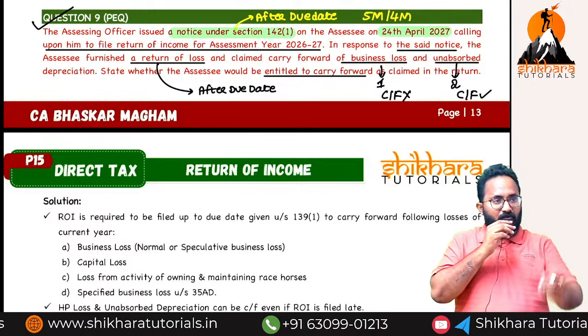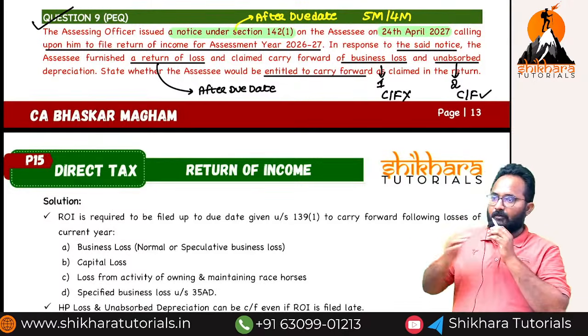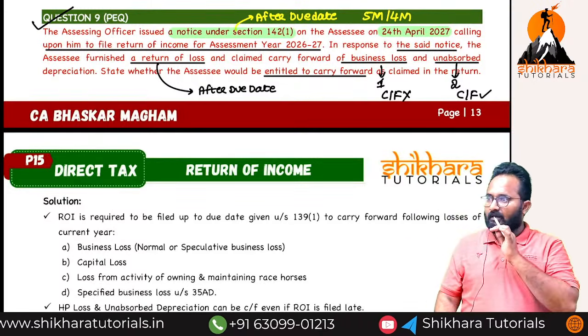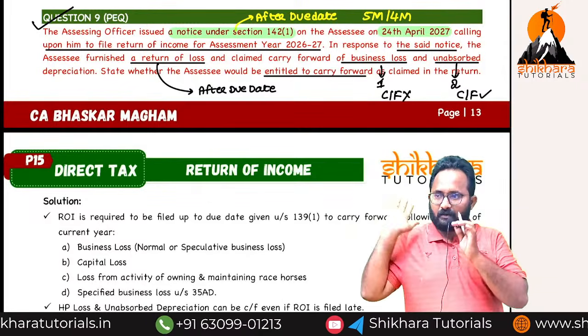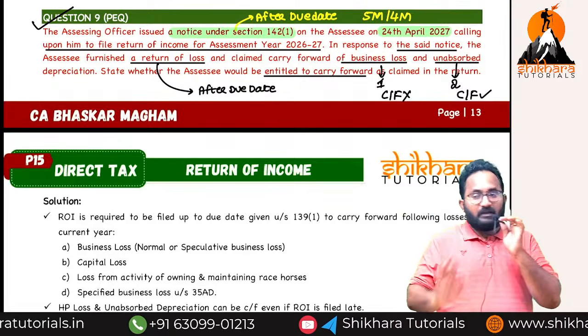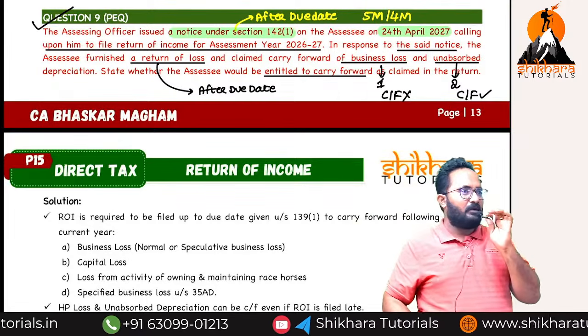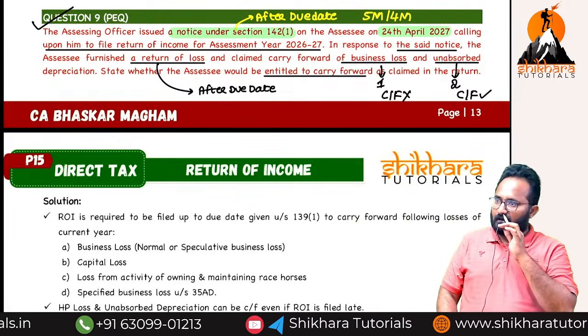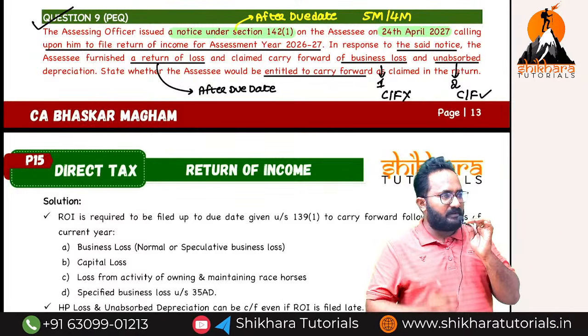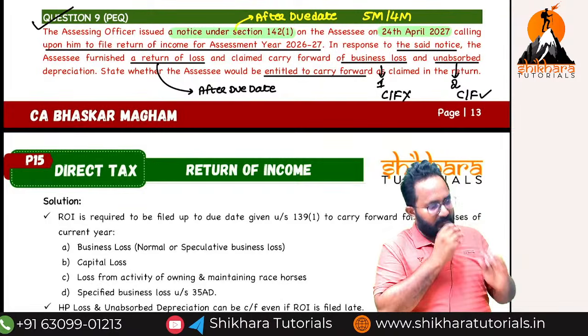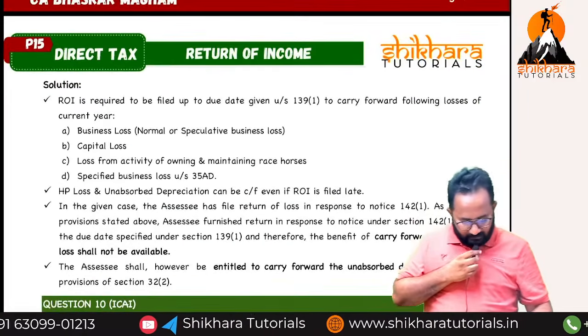142 subsection 1 notice issued. That is issued by the AO to the SSE after the due date. After the due date only I received the notice. After the due date only I filed the return. That return is a loss return. In that loss return, how many losses did I file? Two losses: business loss and unabsorbed depreciation. Business loss cannot be carried forward, and unabsorbed depreciation we can carry forward to the next years. Please read that.